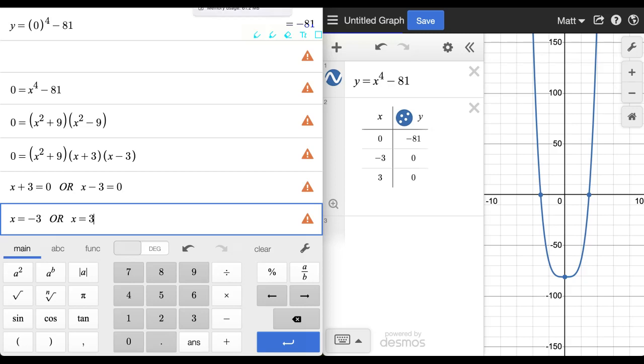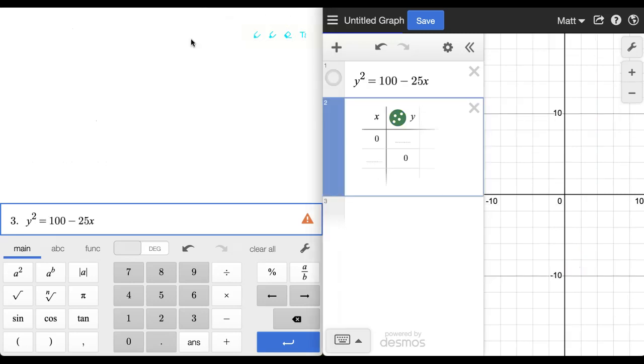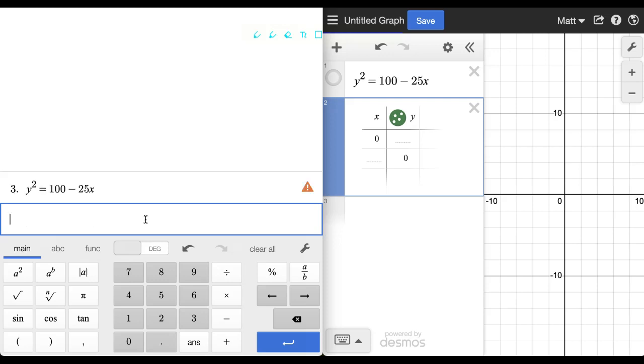All right, and number 3. So same process. For my y-intercept, I'm going to plug in the x value 0. This one you don't have your y all isolated. It's technically a y squared, so there will be a little bit of work to do. But you're still plugging in the x value of 0.